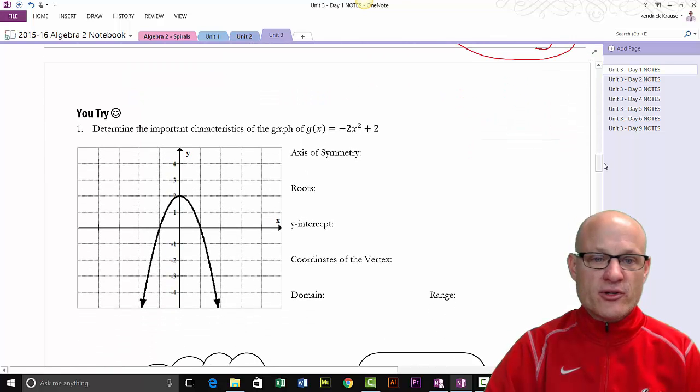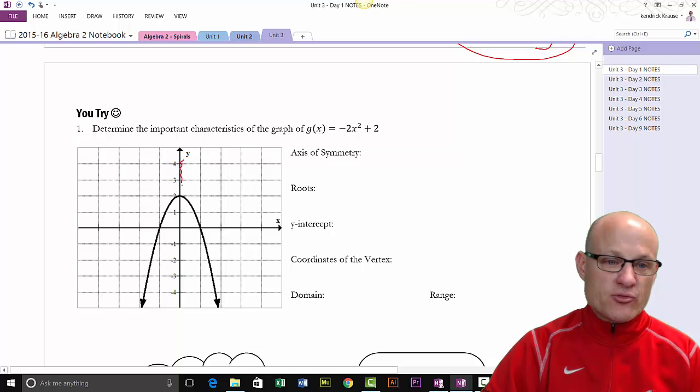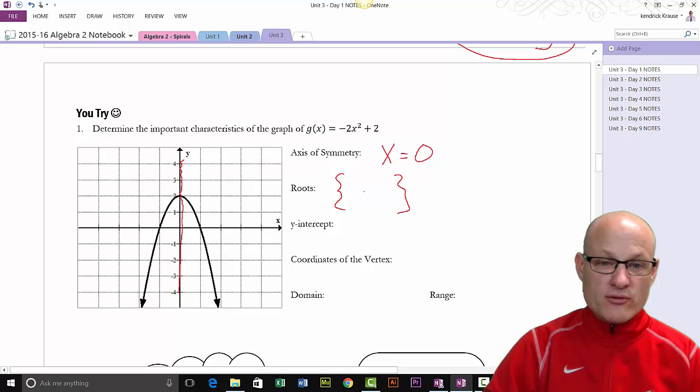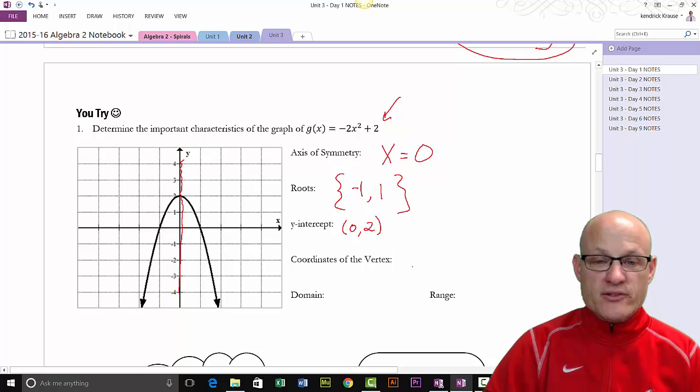All right, you're going to try it. So notice I'm going to start here with the axis of symmetry. So again, I've given you the graph. So let's say the axis of symmetry is right down here, the y-axis. And the equation for the y-axis is x is equal to 0. The roots of this equation, I'm just going to do it like this because I got 2 of them, are -1 and +1. The y-intercept, there it is right there, right? (0, 2). The coordinates of the vertex, well, in this case, it happens to be the same as the y-intercept, (0, 2).